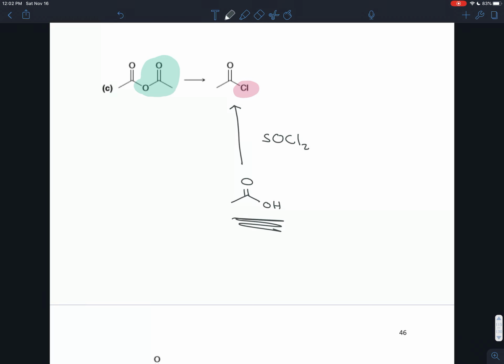So we know we'd have to get this somehow, but how do you get that from this molecule? All you're doing is replacing the leaving group here with an OH. And that's easy enough. You can just do that with water. Remember, this is really reactive. The most reactive molecule is an acid chloride.